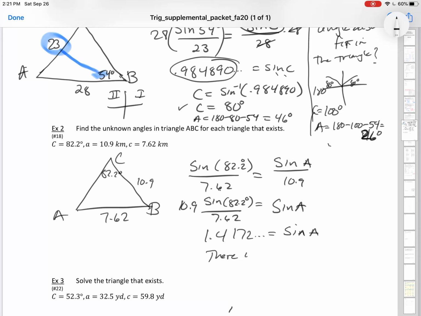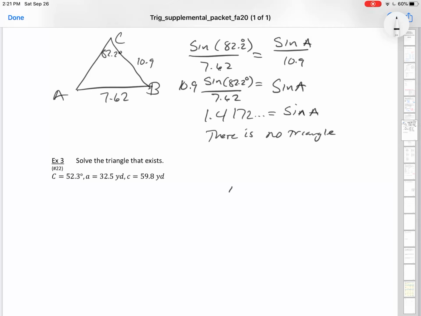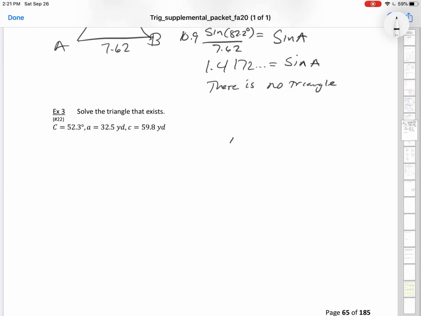There is no triangle that can do this, right? And so no triangle exists that would have that. And so it's impossible to solve for the other angles because they don't exist. For this triangle to have those dimensions of 10.9 and 7.62, with the 7.62 being opposite the 82.2, would make it impossible for that sine for A to exist and for it to be a triangle. It's trying, but it can't. It's like that short little leg that didn't connect in those pictures that you saw in the last video.